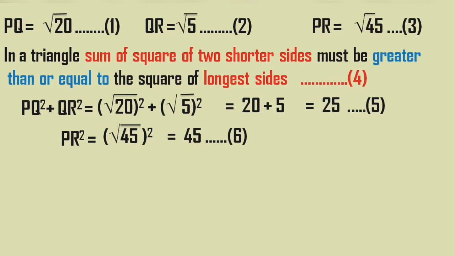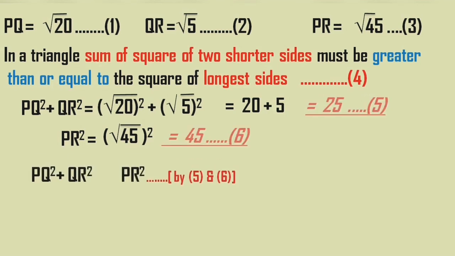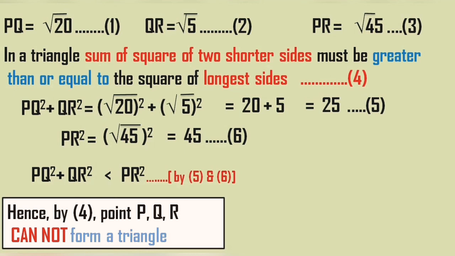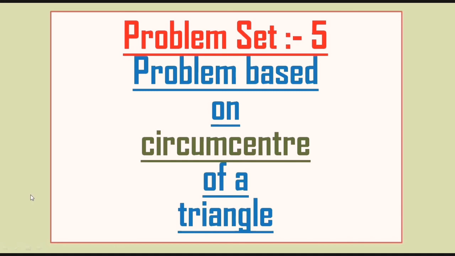Now if you observe 5 and 6, what can you say? Yes, in this condition, number 5, that is the sum of the shorter sides, is less than the square of the longer side, right? And if it is less, the sum shouldn't be less actually. If it is less, then a triangle cannot be formed, and in this way we can give our judgment, right? I hope you understood.